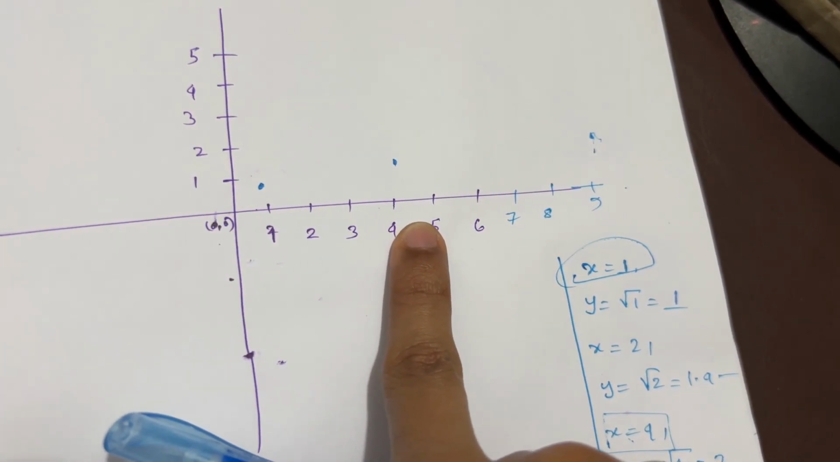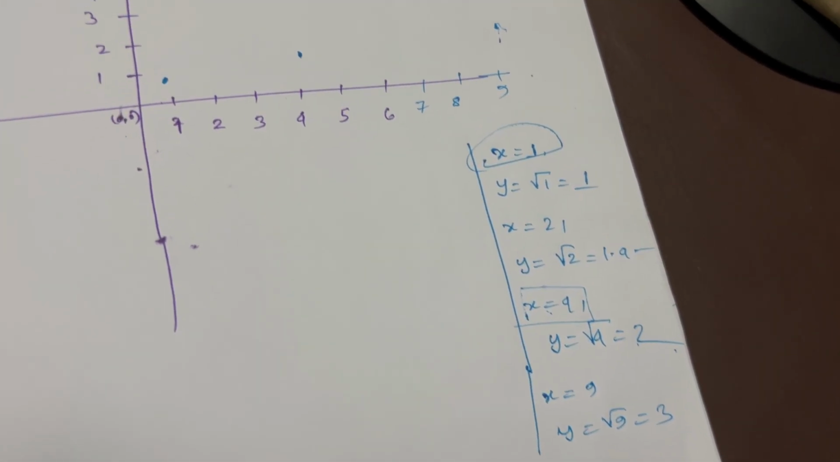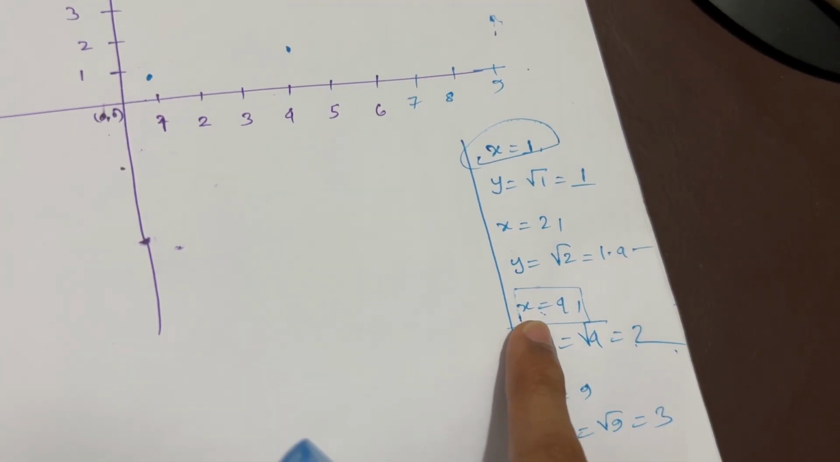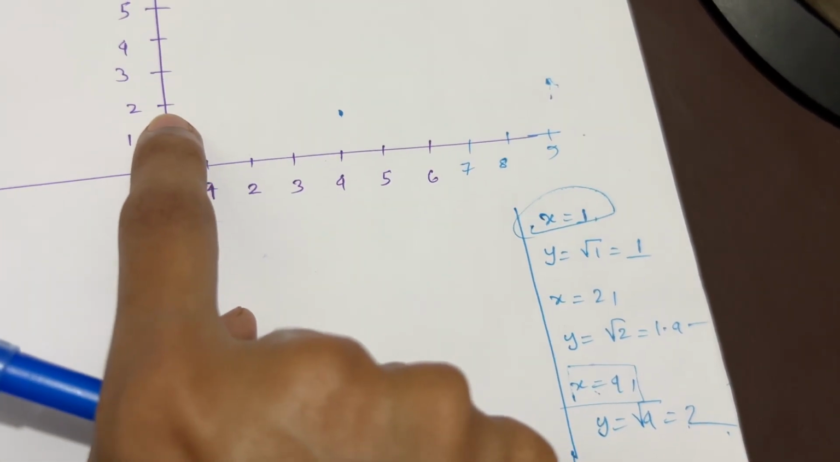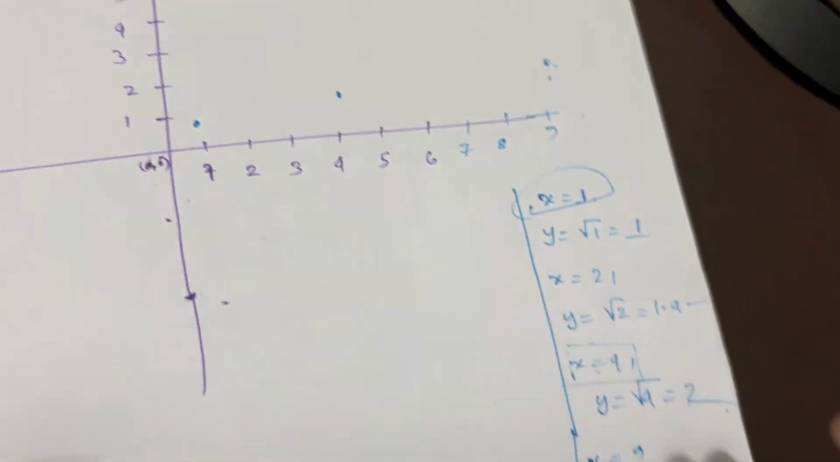If the x value is 4, as it is a square root, it is just decreasing the value. So the y value is not increasing that much regarding the x value. If I increase the x value to 4, the y is not very much. It is only 2. From 1 to 2, it is just increased slightly.